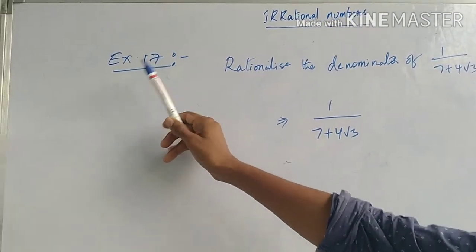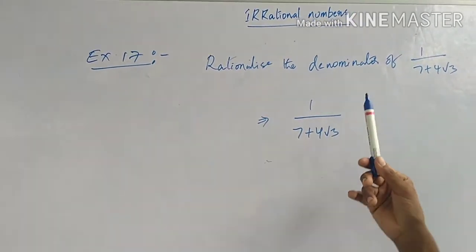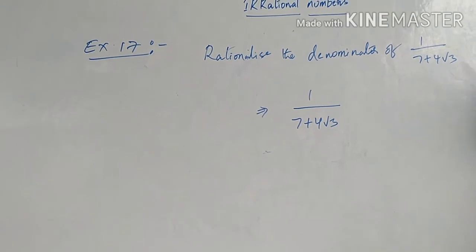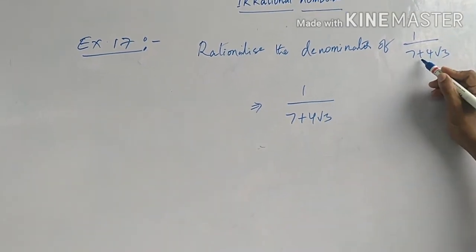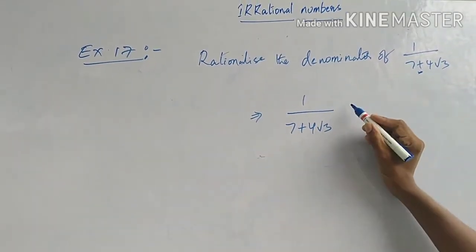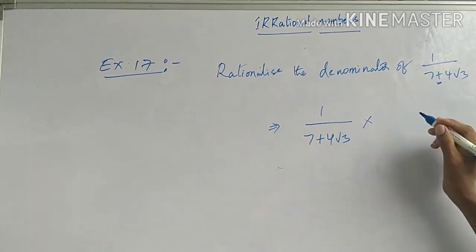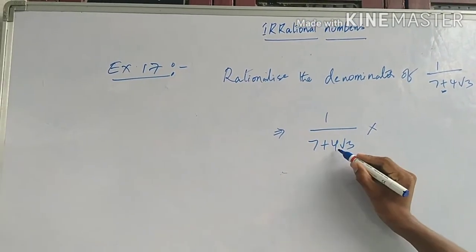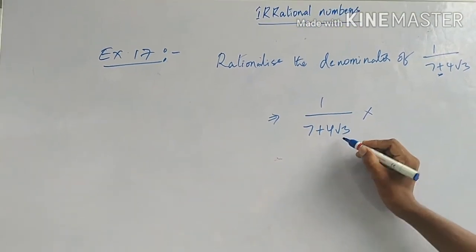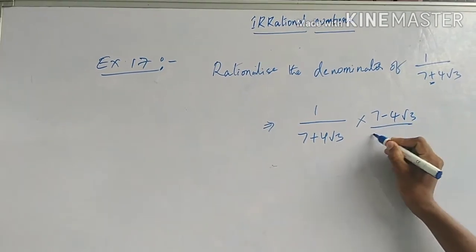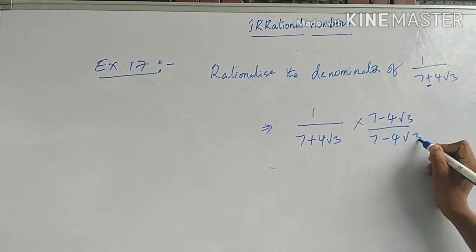Next, our question is example 17. Rationalize the denominator of 1 by 7 plus 4 root 3. So, the combination is plus. The rationalizing factor of this denominator 7 plus 4 root 3 is 7 minus 4 root 3. Multiply numerator and denominator by 7 minus 4 root 3.